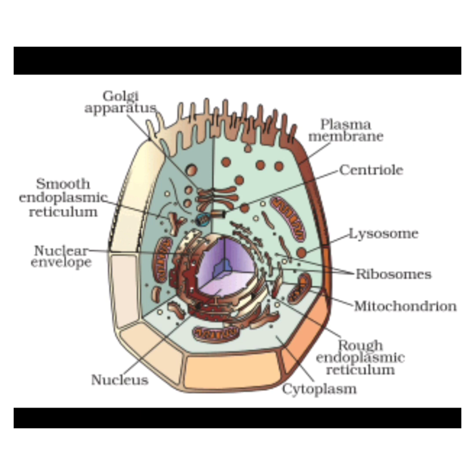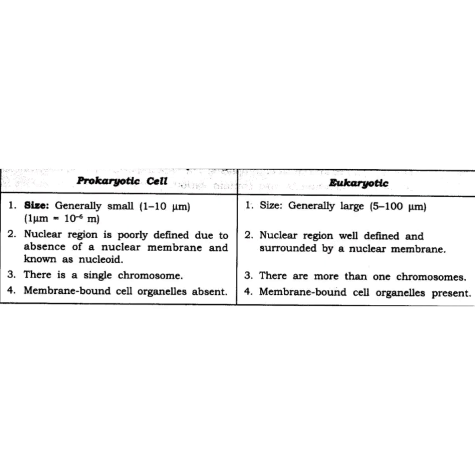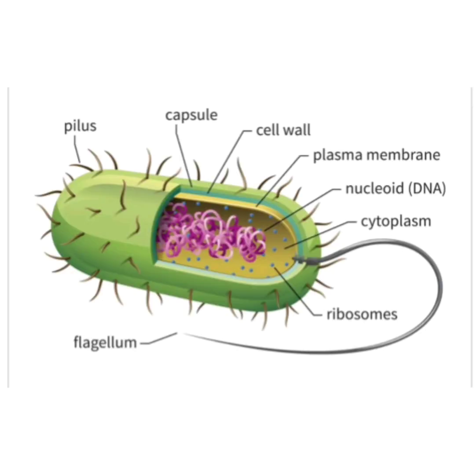Now, on the basis of the presence of a well-defined nuclear region and membrane-bound cell organelles, cells are divided into two: the prokaryotes and the eukaryotes. The organisms whose cells lack a nuclear membrane are called prokaryotes. Pro means primitive or primary and karyote means nucleus. The organisms with cells having a well-defined nuclear membrane are called eukaryotes.